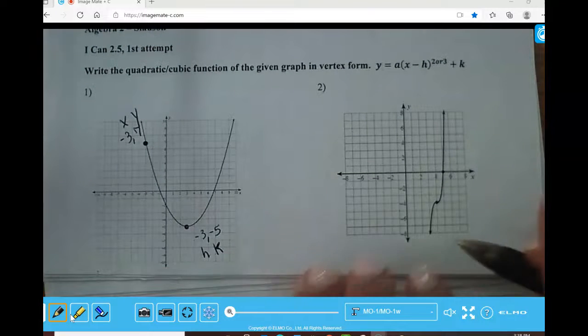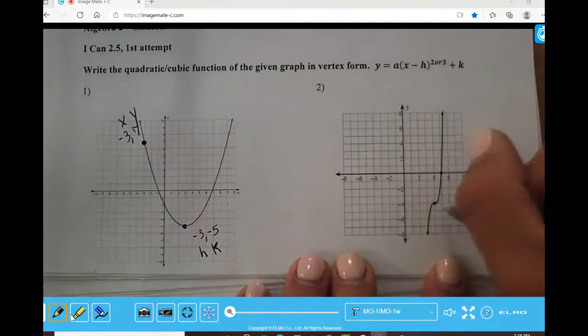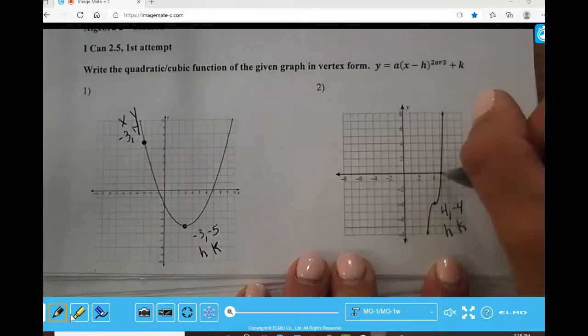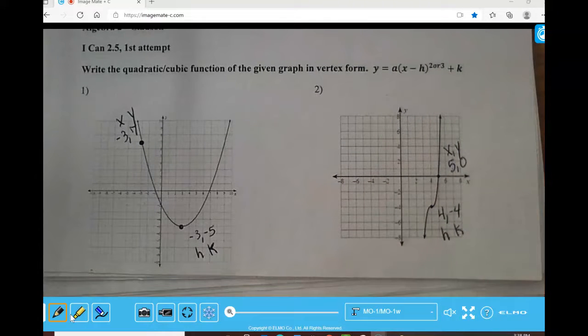Now, in a cubic shape, the vertex is kind of in this flat area. So we went ahead and marked this point for you. It's 4, -4. And then you'll need one other point. We'll use this one, and that will be your x and y, and that is 5, 0. I had a lot of 0, 5s when I was checking these, but this one's 5, 0.